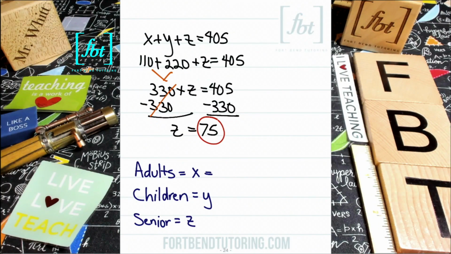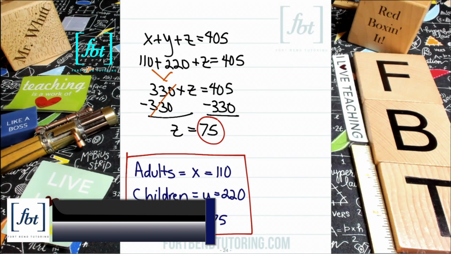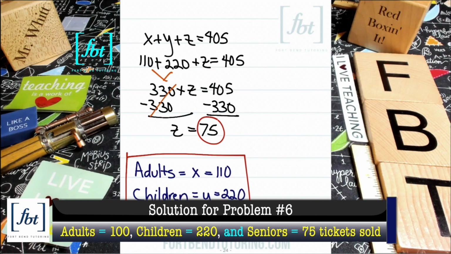Answering our original question, we now know that the number of adults that attended the theater was 110, whereas the number of children was 220, and finally the number of seniors was 75. These values add to the sum of 405 tickets that were sold at the theater that day. Adding 110 tickets plus 220 tickets plus 75 tickets gives you your total of 405, therefore verifying that our solution is correct. And that completes example 6. Red box it. Just like that, guys. We have our answer, our solution to problem number 6.